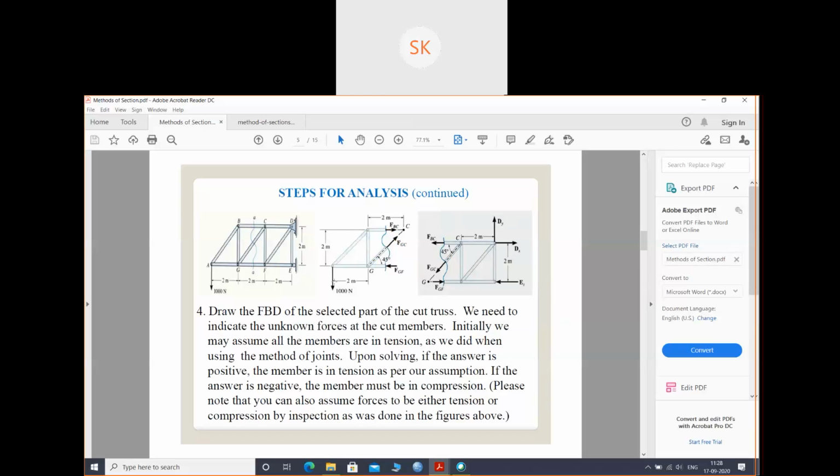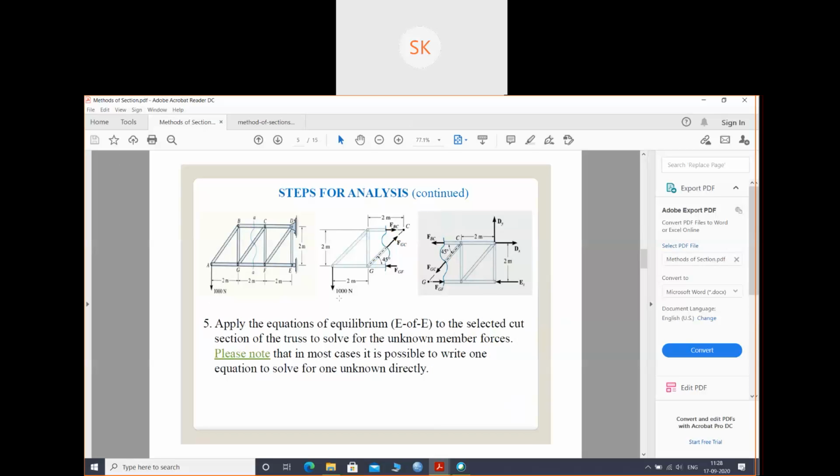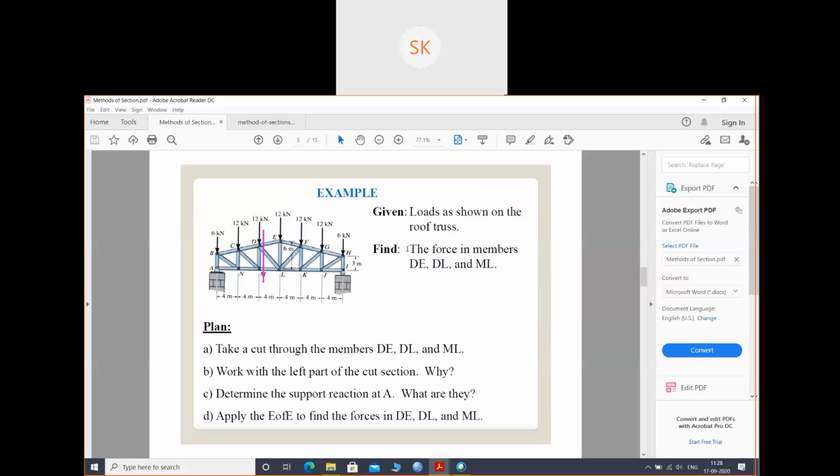So please note that you can also assume forces to be in either tension or compression by inspection, as we have done in the figures above, and apply the equations of equilibrium to find the forces. So see, this is the truss given to you. Till here it is clear. Please respond. Still here it is clear.